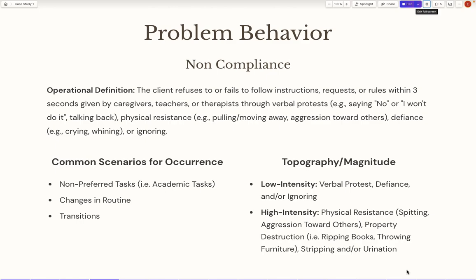So noncompliance most often occurs during non-preferred tasks, especially academic tasks and work, in addition to changes in routine and unwanted or non-preferred transitions. The magnitude of the behavior does vary, so low intensity usually includes verbal protest, defiance, and/or ignoring the requester. High intensity noncompliance includes behaviors that could be harmful to himself or others, so this includes physical resistance and aggression, property destruction, and/or stripping or urination.